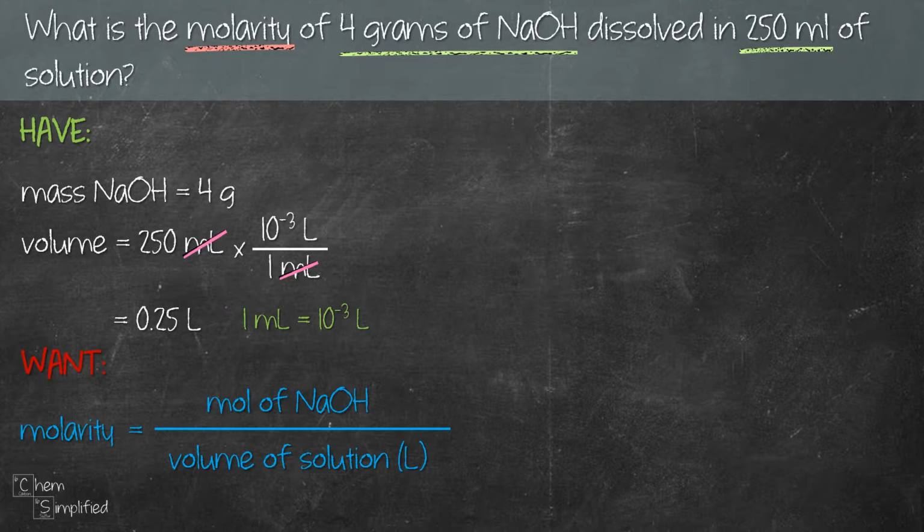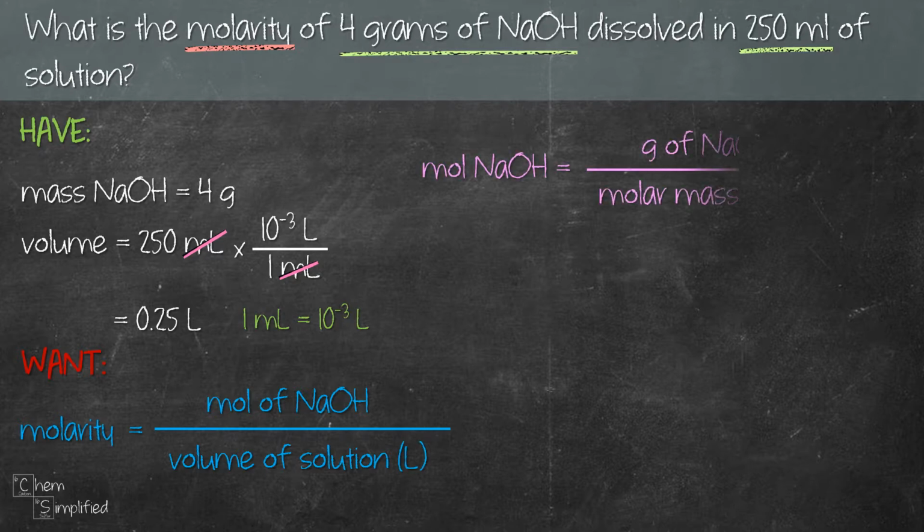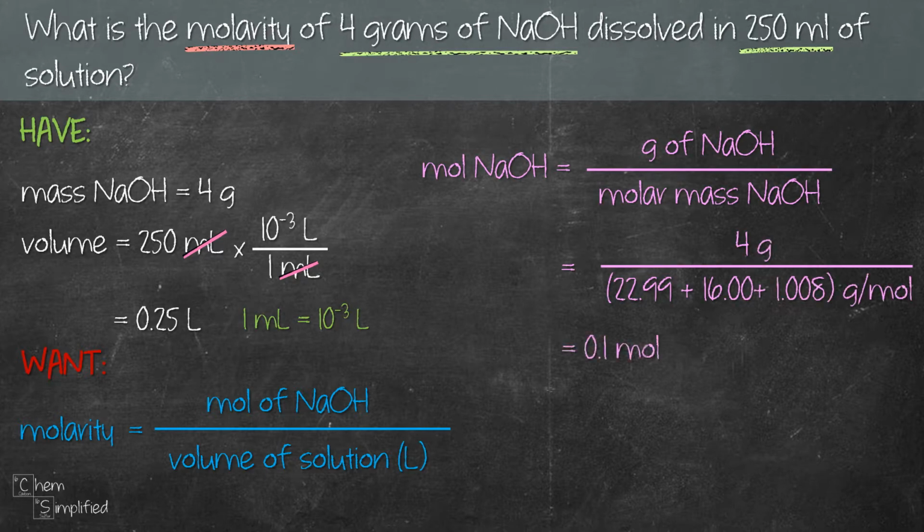Now that we have the volume in liter, the next thing we need is the mole of NaOH. Well, the question gives us grams of NaOH, so we're going to need to find the mole using the molar mass. We need to divide the mass of NaOH that's given by the molar mass of NaOH, and that will give us 0.1 mole.